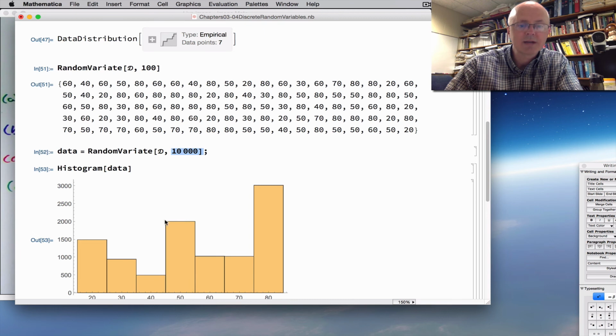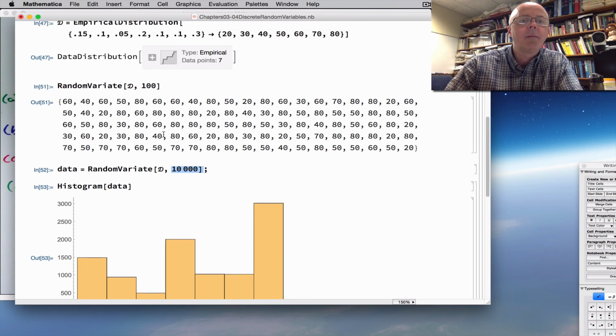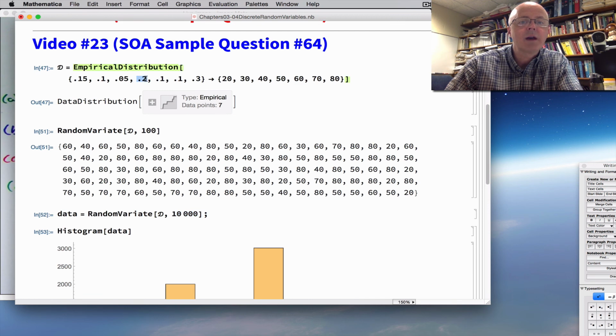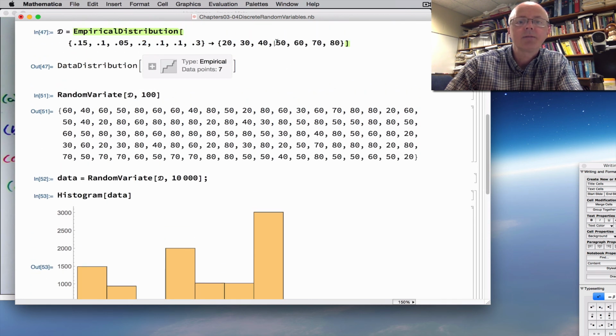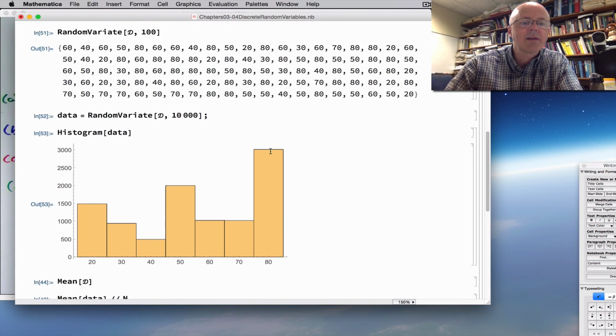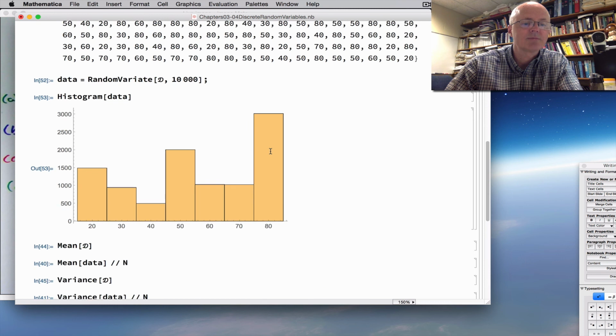About 20% 50s, because this is 2,000 divided by 10,000. Just like we had a 0.2 there corresponding to the 50s right here, etc. Okay, these are approximating those probabilities if I divide all these heights by 10,000.